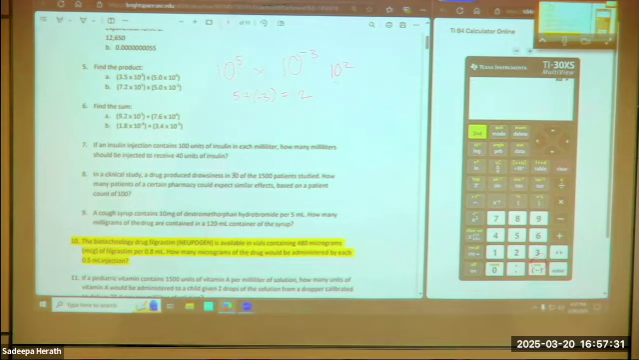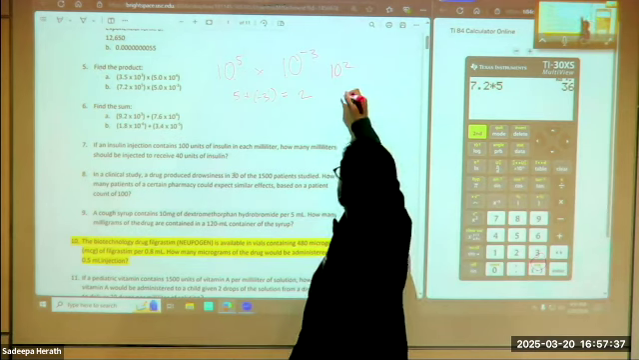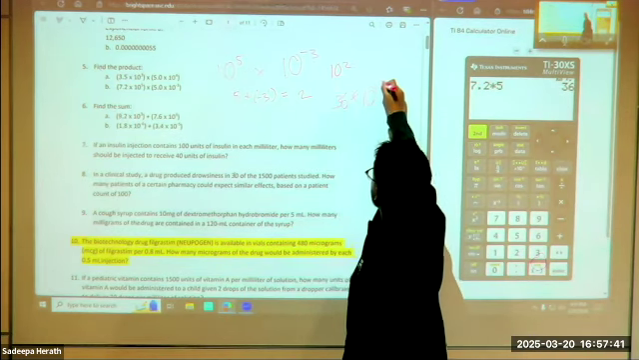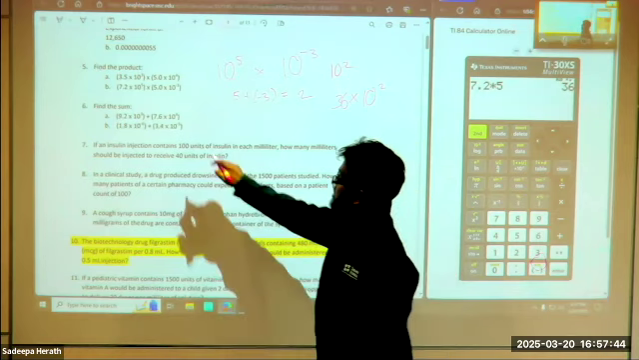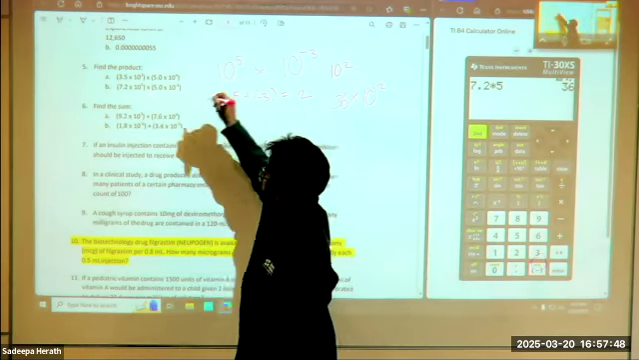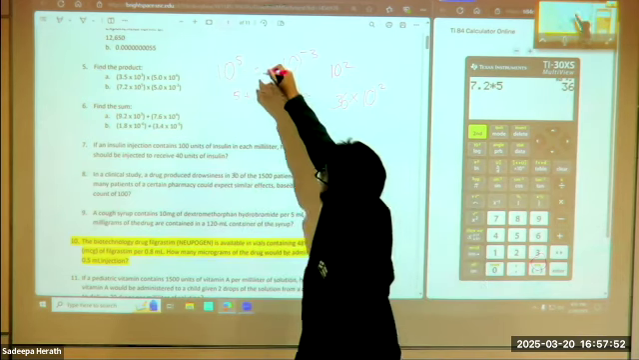So 7.2 times 5. Yep. So that's 36 times 10 to the 2. Now let's just say that this is dividing 7.2 times 10 to the 5 divided by 5.0 times 10 to the negative 3.